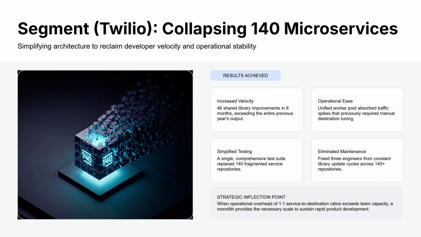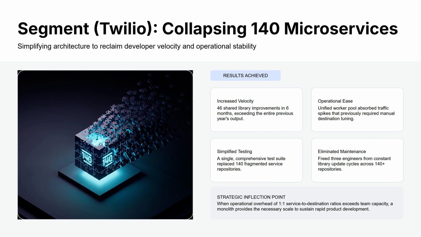Segment, a data platform, initially adopted a microservice-per-destination architecture to ensure that a failure in one destination wouldn't block others. For example, they used one microservice for Google Analytics, one for Salesforce, and so on. As they grew to over 140 destinations, the operational burden became unsustainable. A team of 3 engineers spent almost all their time managing shared library updates across more than 140 repositories. When they moved back to a monolith, the results were transformative.